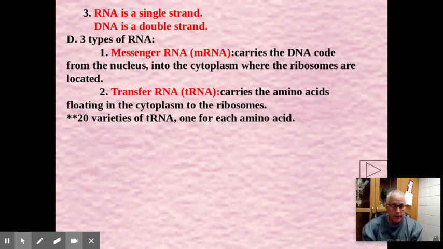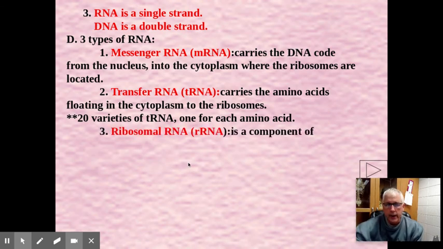Why? Because how many amino acids do we have? You probably remember this from chapter 2. We have 20 because all proteins, millions of proteins, are made of the same 20 amino acids. So it makes sense that I got one transfer RNA for every amino acid so they don't get messed up and pick up the wrong one, okay?